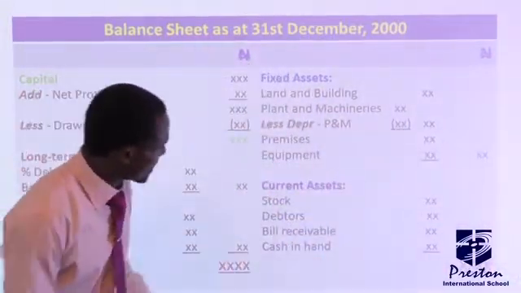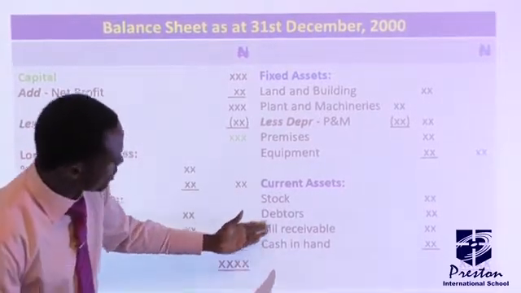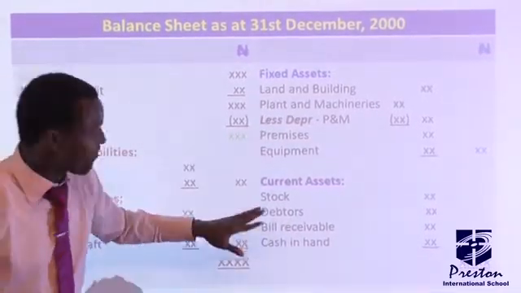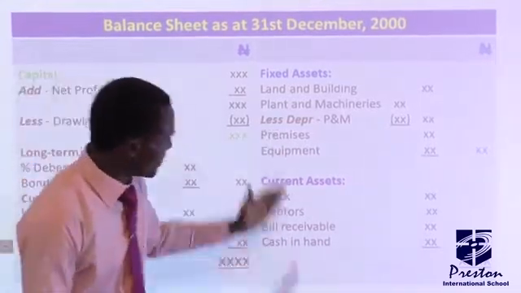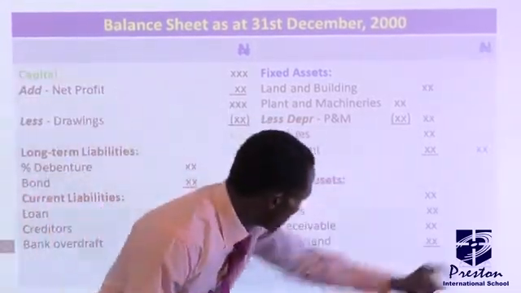Come straight to current asset. We have the stock, the debtors, bills receivable, and so on. We still have more current assets, as you know. But these are the ones for this format, and the balance goes there.